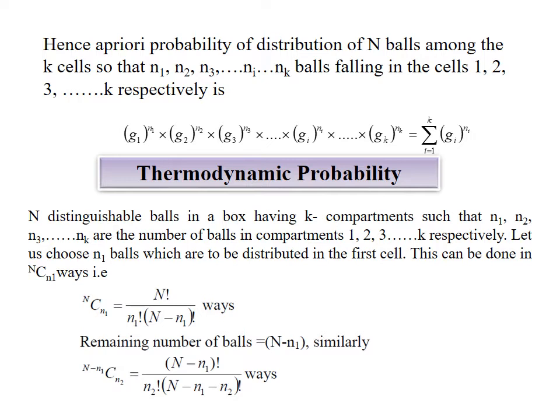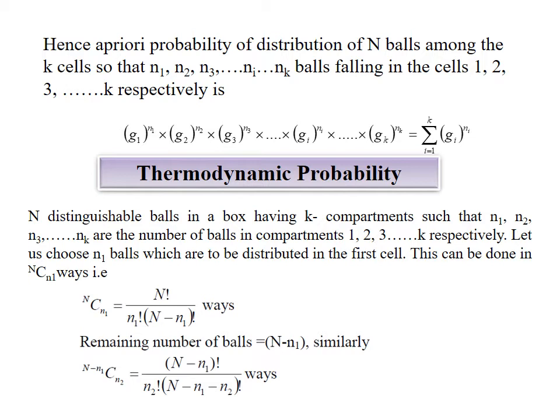So the remaining number of balls which are present in the system is n minus n1. N is the total number of balls which is present, and n1 balls have already been occupied in the first cell. So hence the remaining balls left is n minus n1. So now (n minus n1) C n2 is equal to (n minus n1) factorial divided by n2 factorial into (n minus n1 minus n2) factorial.